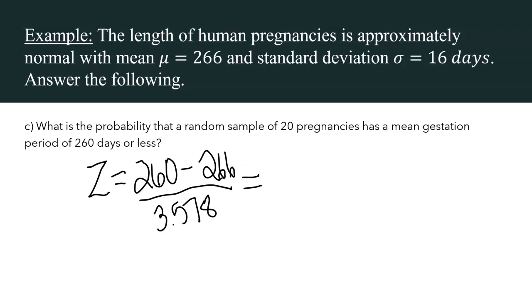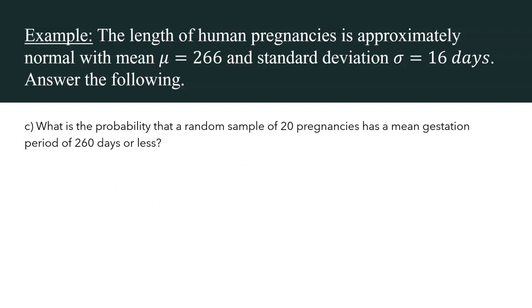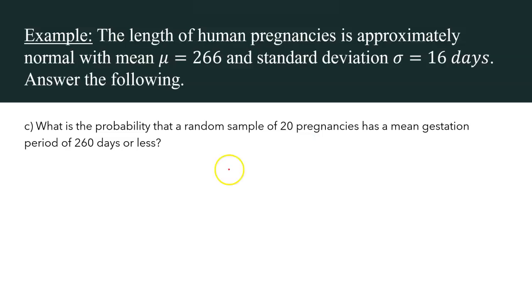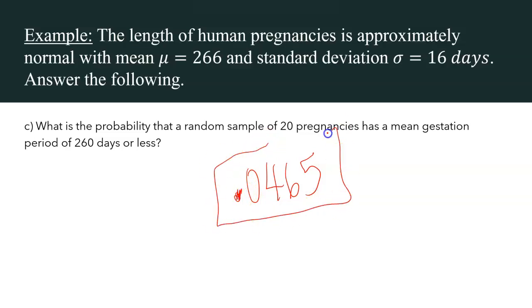So if you divide that out, you end up getting Z to be negative 1.68 if you round it to the nearest hundredth. And so we want to go to our chart and find what is the Z value for negative 1.68. Negative 1.6 is here. Go all the way down to negative 1.68 and you get 0.0465. So I'm going to go back and say this is 0.0465. That would be our probability, the probability that it's going to be less than 260 days.